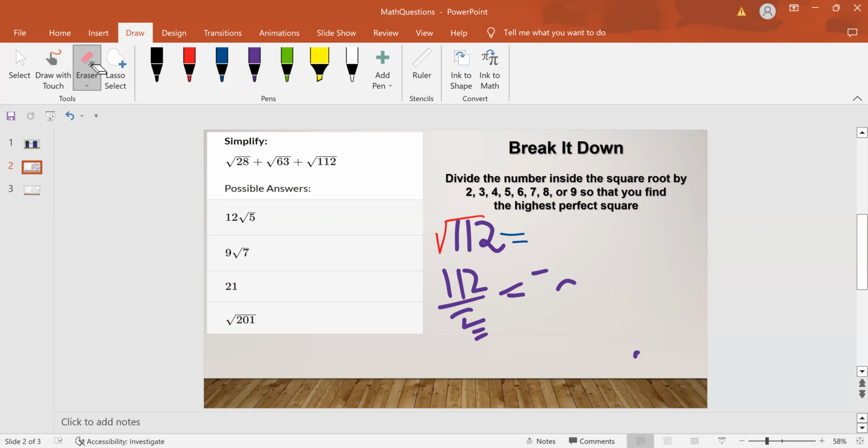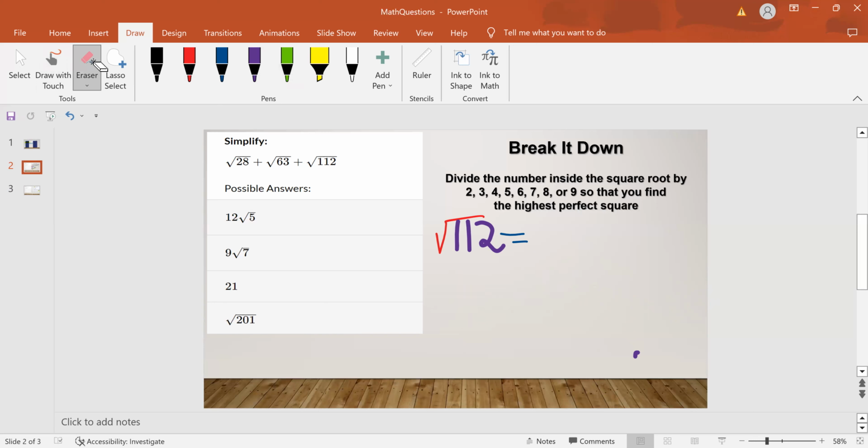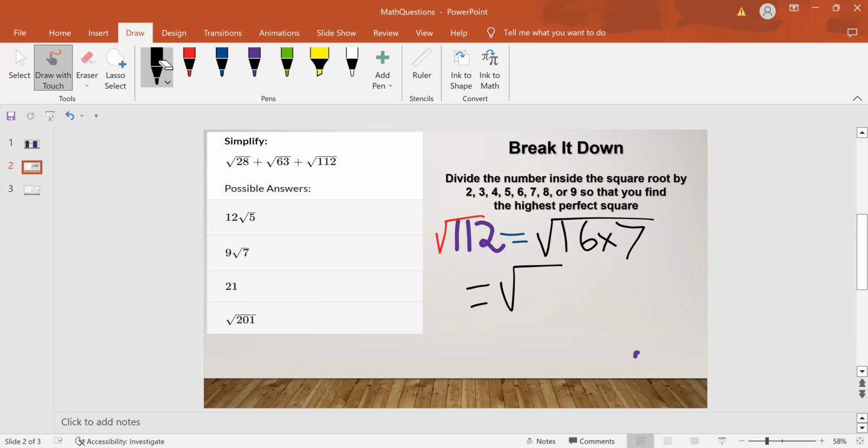You take the same 112, but this time you divide it by 7. 112 divided by 7 gives you 16. Wow, look. You have 16 multiplied by 7 giving you 112. And 16 is the highest perfect square you can find from the two numbers you multiply together to get 112. Therefore, I can rewrite this as square root of 16 multiplied by 7, which is the same as square root of 16 multiplied by square root of 7.